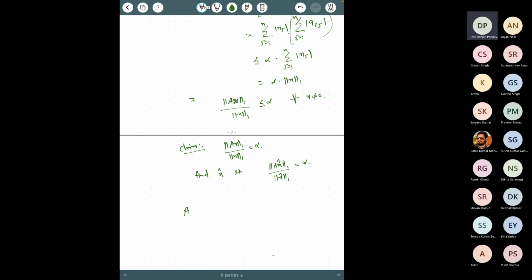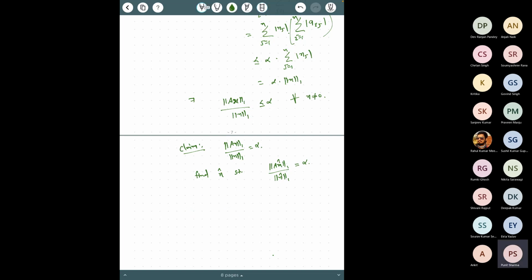Which kth entry is 1 and all others are 0. Yeah, so it's like a kth unit vector. So if I do this A e_k, then it gives me the kth column of A. Now, if this is the column where the maximum column sum occurs, then I will just choose e_k and that will do the job for me.